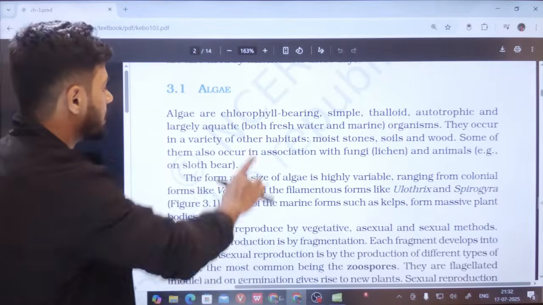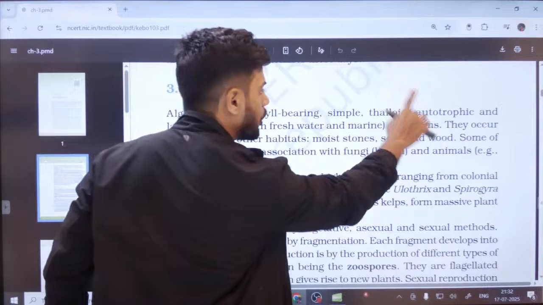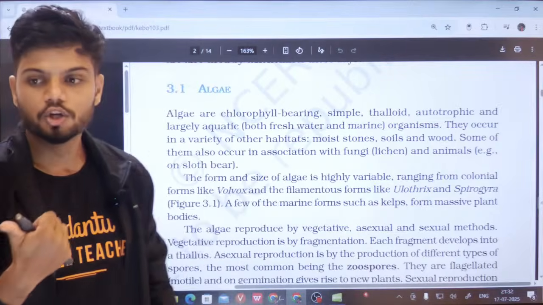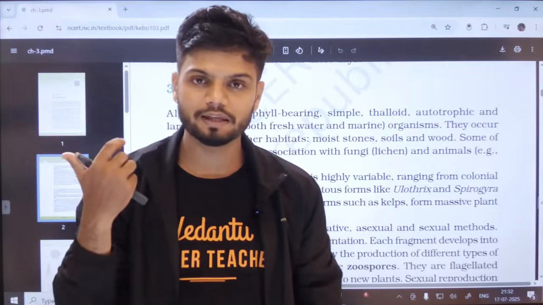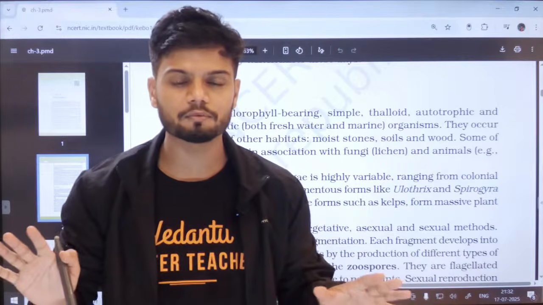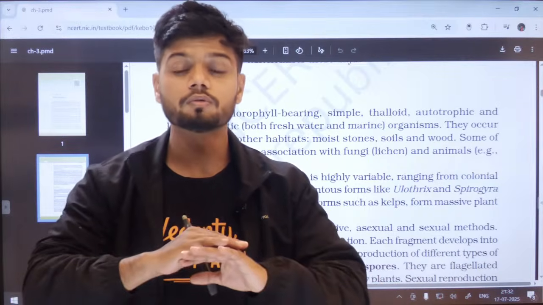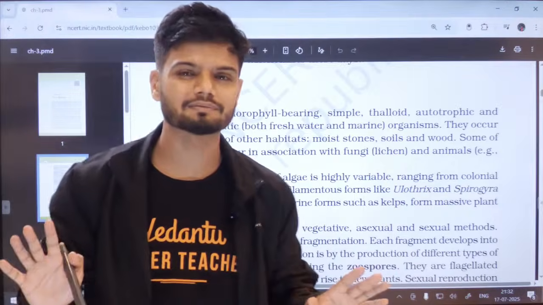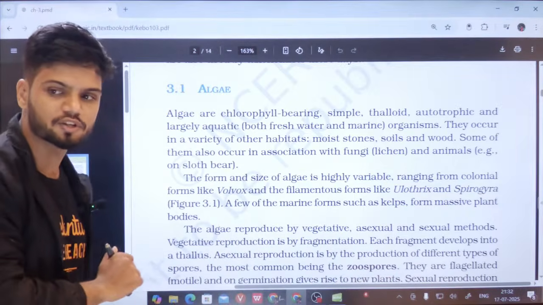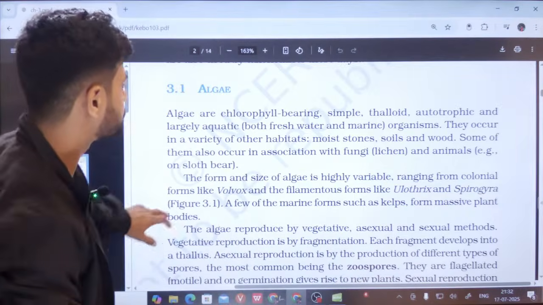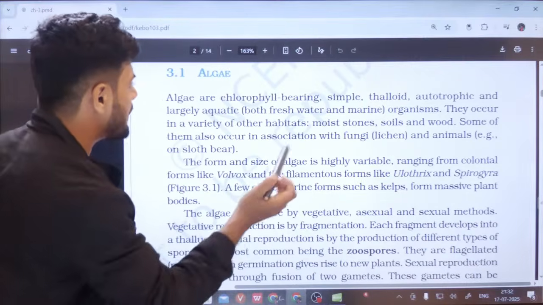Algae are always chlorophyll bearing, simple, thalloid, autotrophic in nature. I told you. Students, what is the meaning of thalloid? The meaning of thalloid is that they do not have a true stem, true root, true leaf. Nothing is present. Undifferentiated.